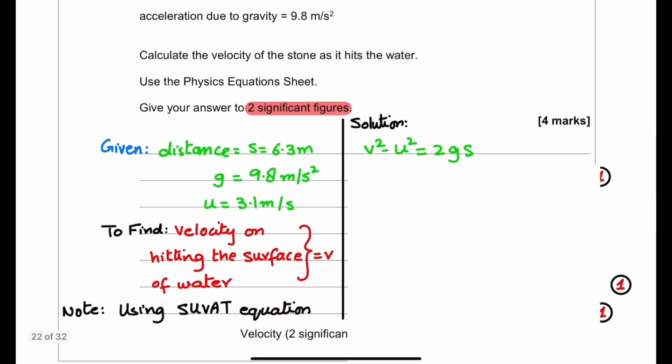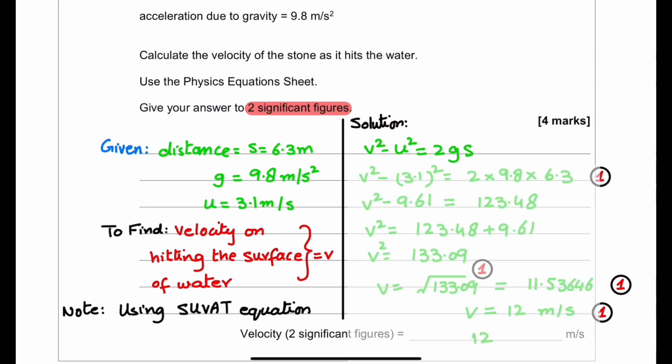We can see here the distance traveled, that is 6.3 meter. The value of g is 9.8 meter per second square. The initial velocity we will consider as the stone is passing the feet of the girl. We need to find the velocity of the stone on hitting the surface. We will consider it as the final velocity. We will use the SUVAT equation: v square minus u square is equal to 2gs. Let's see the model answer.